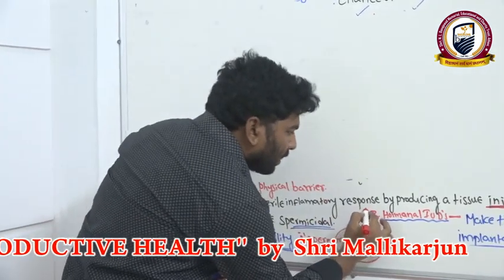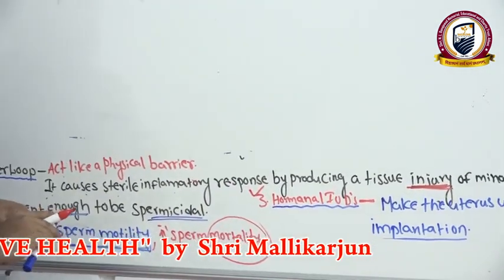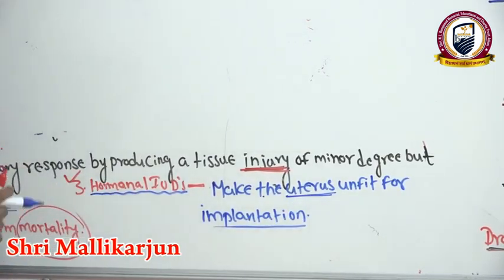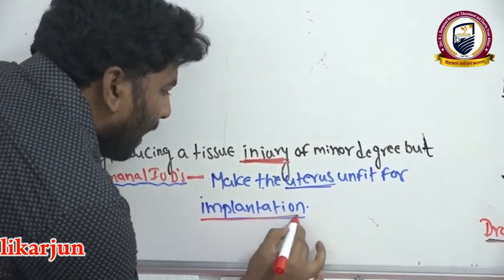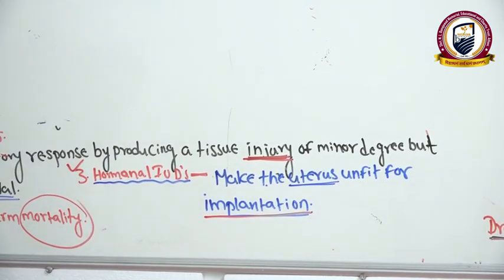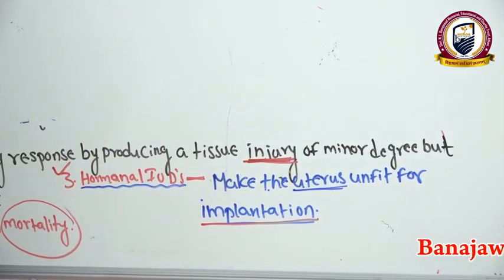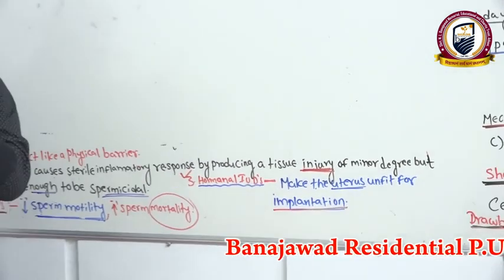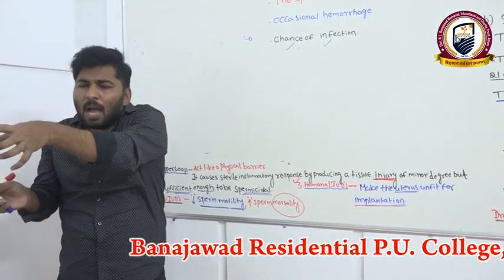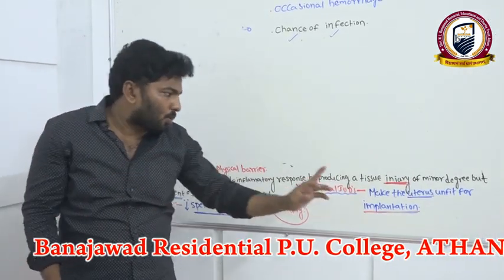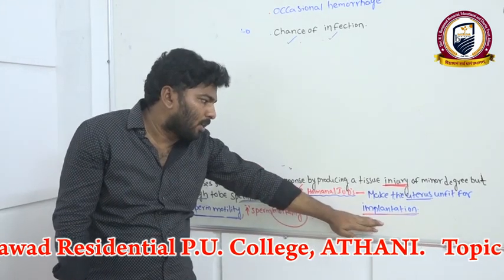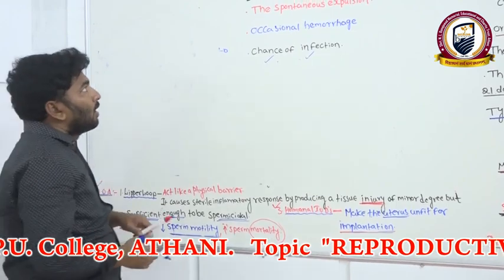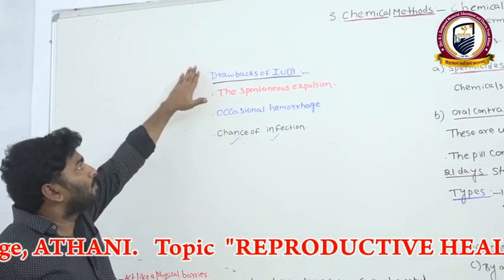Now the last one, that is hormonal IUDs. Hormonal IUDs make the uterus unfit for implantation. It means it makes changes in the endometrium of the uterus so that the endometrium is not comfortable to attach the embryo. This is also one of the methods to prevent pregnancy. Are you getting now? Clear? Right. Now we'll move to the drawbacks of these IUDs.